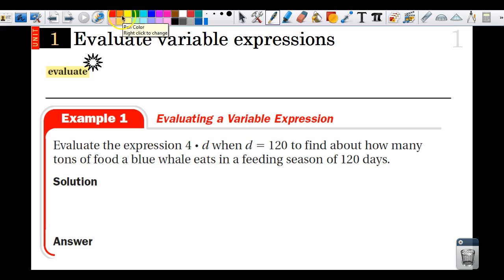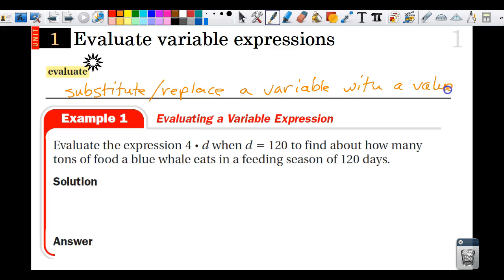Finally, evaluate means to substitute. Replace is another synonym, or a word that means the same thing as substitute. Substitute or replace a variable with a value, and then we will simplify, which means just to actually perform operations.